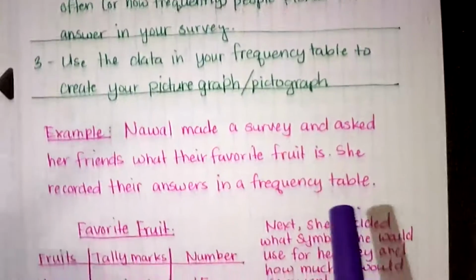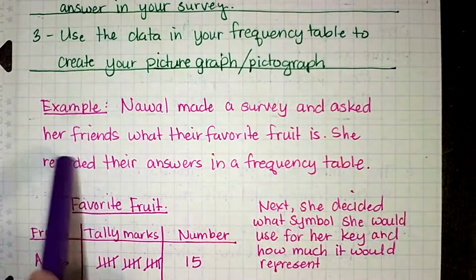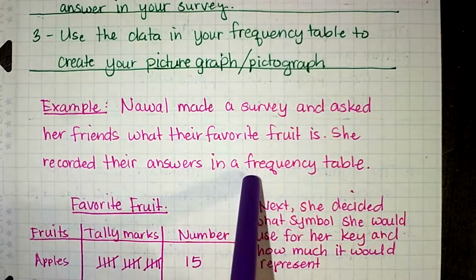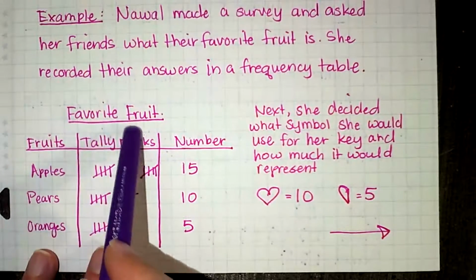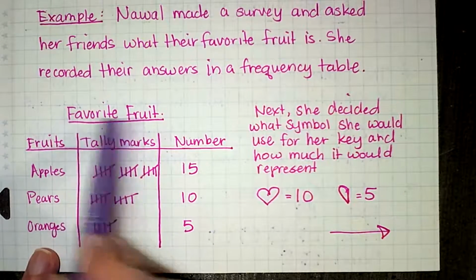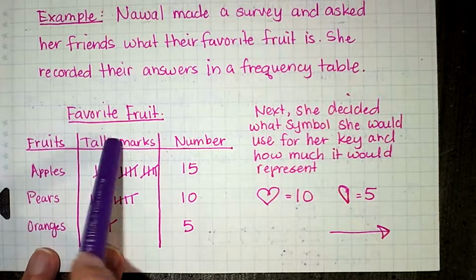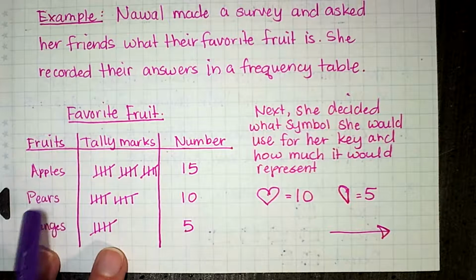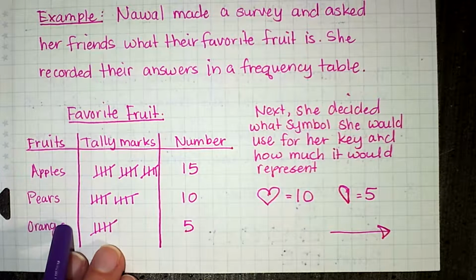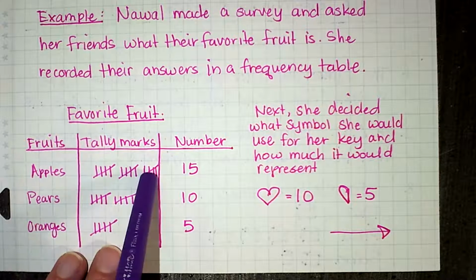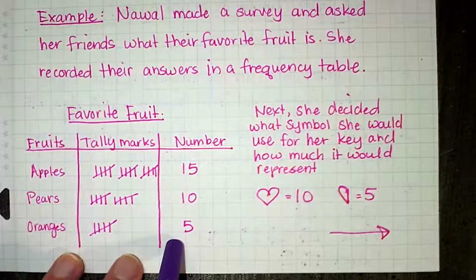Now for my example, I put down over here in the information, Noelle made a survey and asked her friends what their favorite fruit is. She recorded their answer in a frequency table. So over here, we can see that there's a title that tells us what our frequency table is telling us about. So we're talking about favorite fruit. We have the kinds of fruits, the tally marks, and the numbers. So the 3 kinds of fruits she was asking about were apples, pears, and oranges. And we can see that apples had 15 tally marks, so that equals 15. Pears had 10 tally marks and oranges had 5.